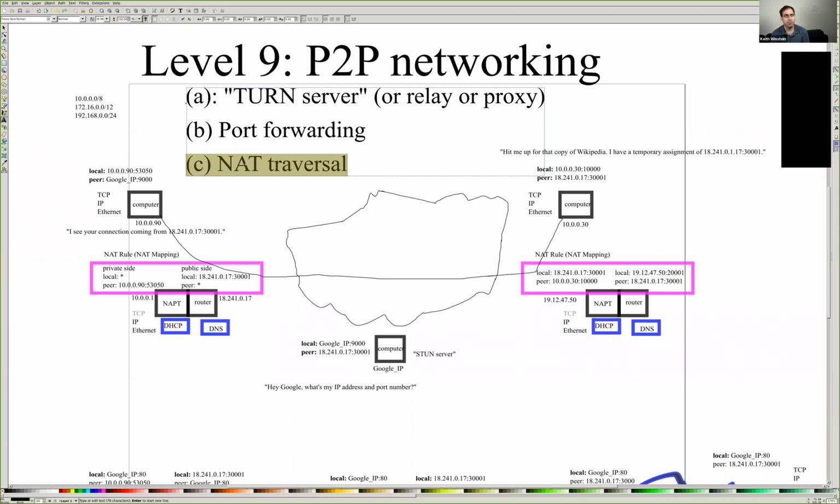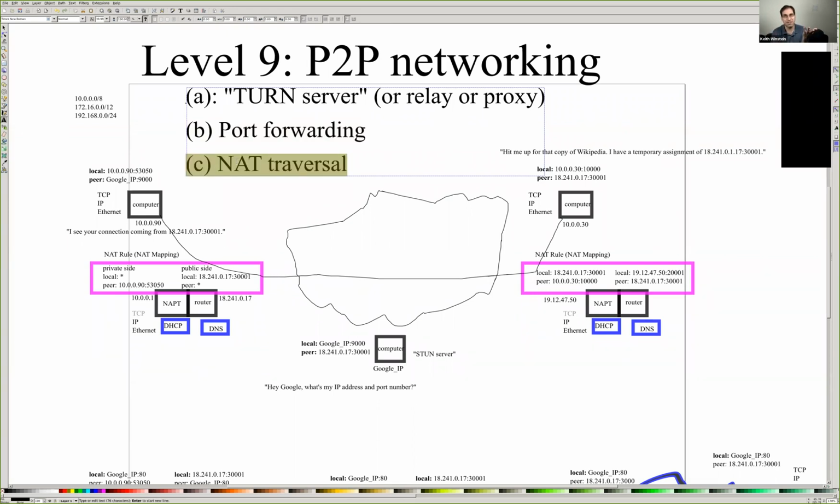Josh Sheng says, sorry, I'm a bit confused. What's improved compared with port forwarding? The main thing, Josh Sheng, is that it's automatic. With port forwarding, you actually have to log into your NAT and configure it, and you have to have a password and set this up as a human. And then somehow tell the other computer what your port number is. And NAT traversal just happens automatically. You probably don't even know it.